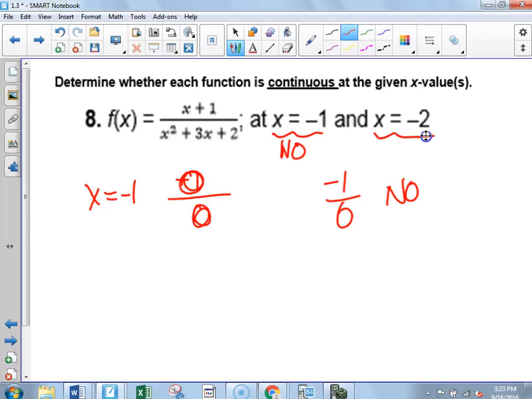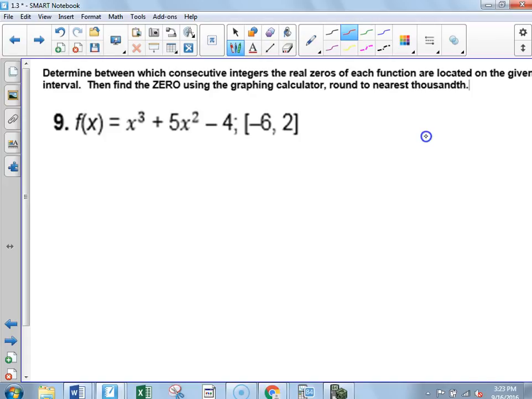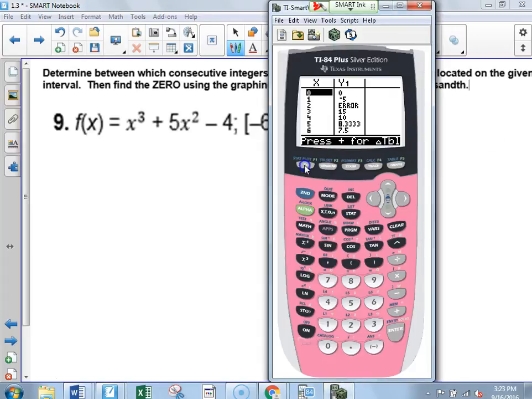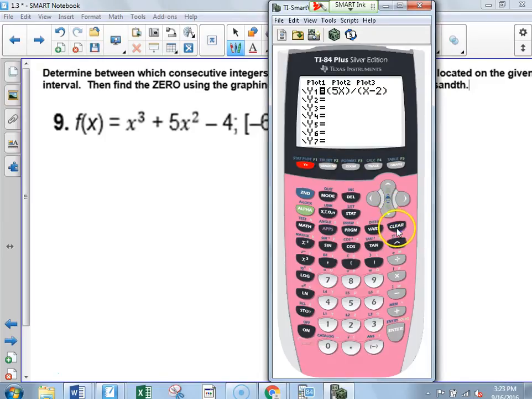Yes or no? All right, number 9. Guys, can you type number 9 in real quick? I just want to practice. I know there's some of you, ladies in the back, who don't have a ton of experience with the graphing calculators. There are also some of you who had Algebra 2 with teachers who did not utilize them a great deal.